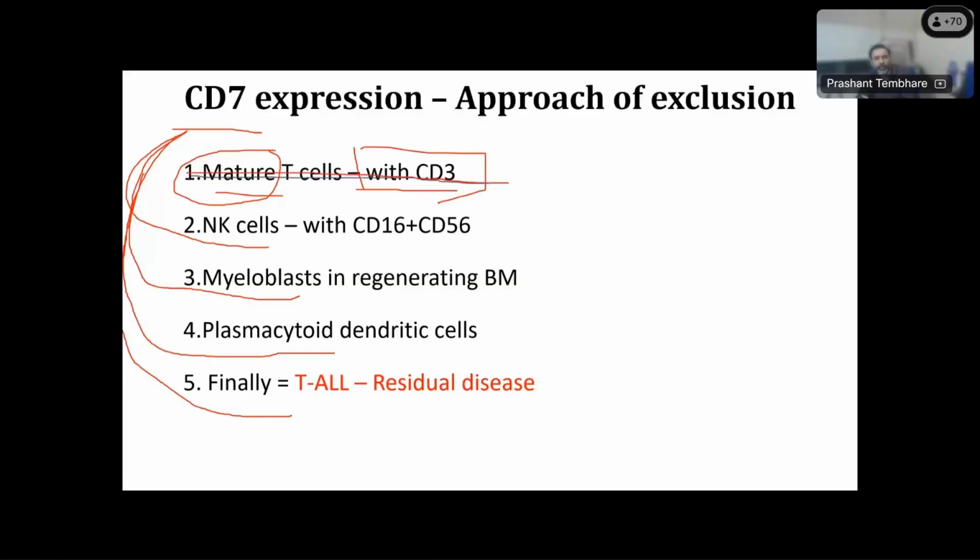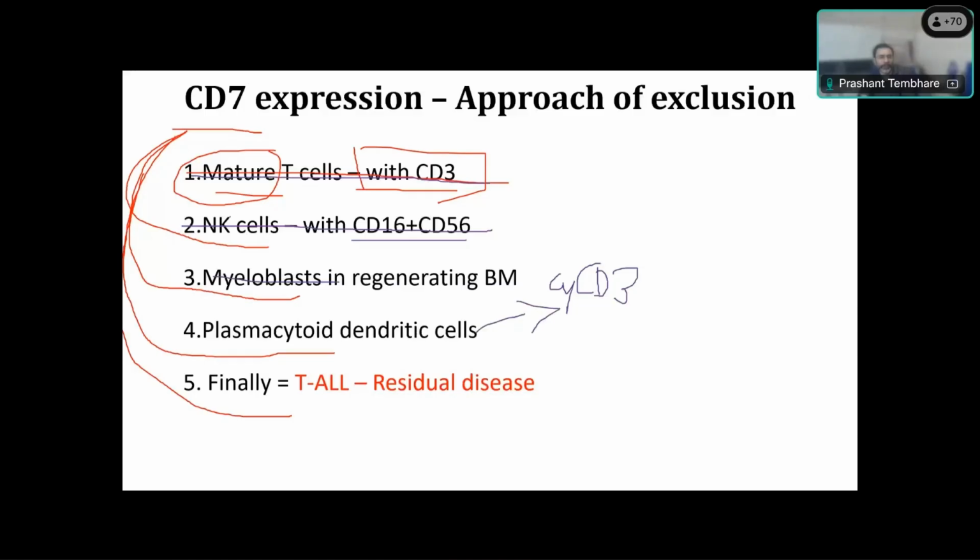Okay, this is removed. Then to remove NK cells, we use CD16 and 56. So the cells which are 16, 56 positive, we remove as NK cells. For myeloid blasts, we use cytoplasmic CD3. We know the myeloid blasts do not express cytoplasmic CD3. So we remove myeloid blasts by using cytoplasmic CD3. The digital handwriting is very bad. Then in the same way, PDC also is removed by using cytoplasmic CD3.